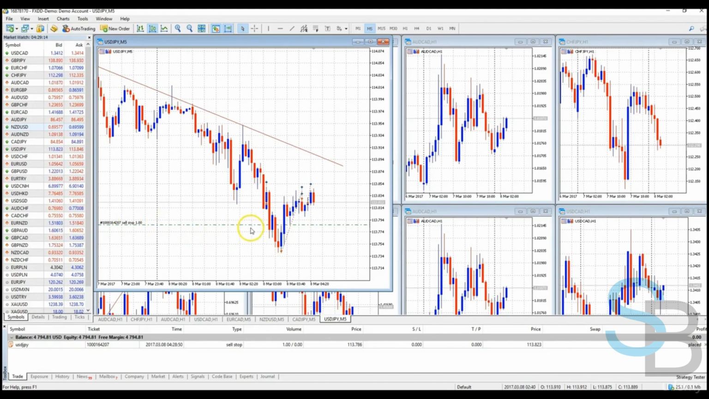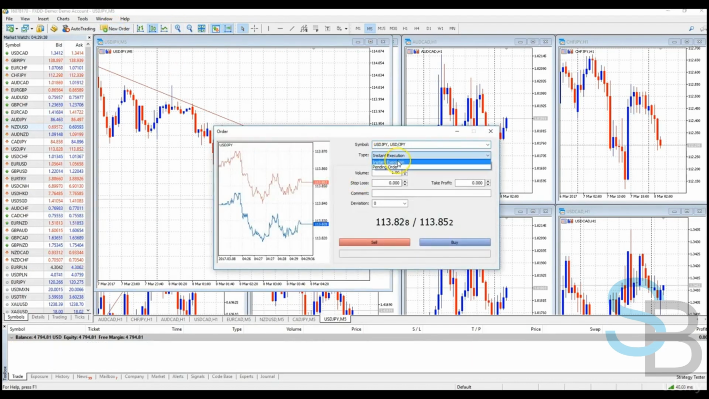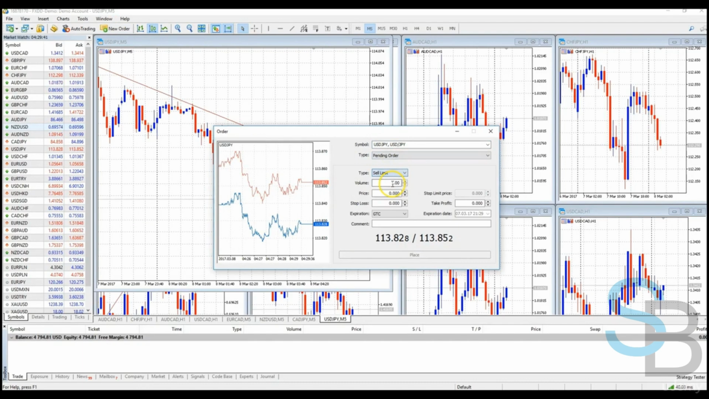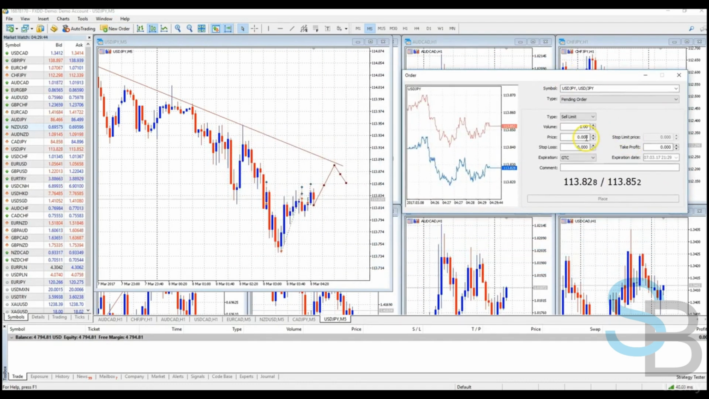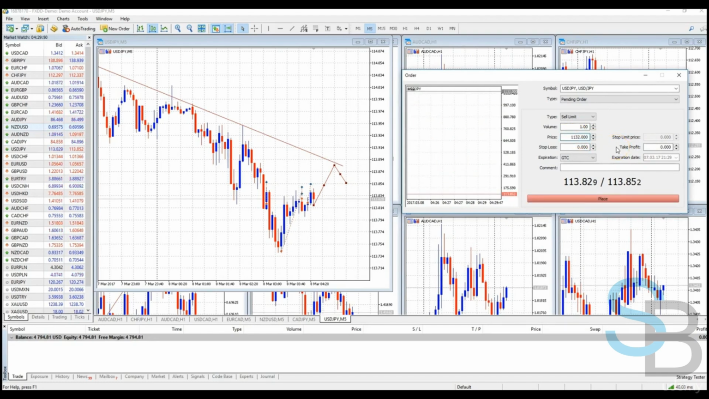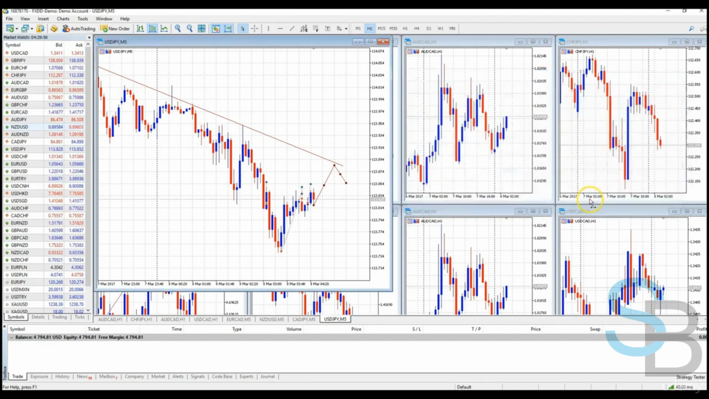Now a sell limit would be if price is able to climb up to this declining level of resistance and we're expecting a bounce. That's where we would put in the sell stop. Sorry, the sell limit. Okay. So I'll just go ahead and delete that and just give you an example. So pending sell limit with this trade, and the price will be 113.88, and I'll just go ahead and hit place.